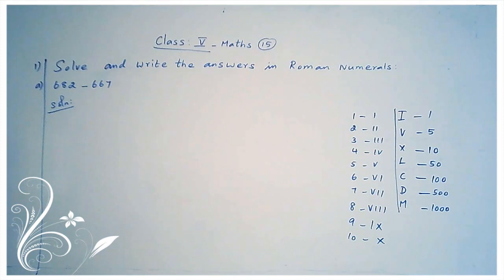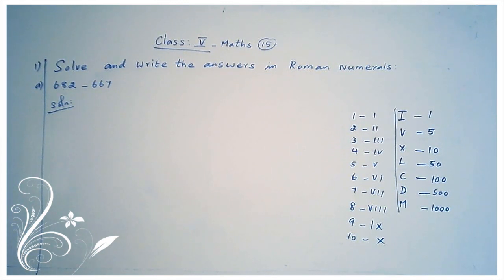And also we have the numbers 1 to 10 here. 1 means I, 2 means II, 3 means III, 4 means IV, 5 means V, 6 means VI, 7 means VII, 8 means VIII, 9 means IX, 10 means X.